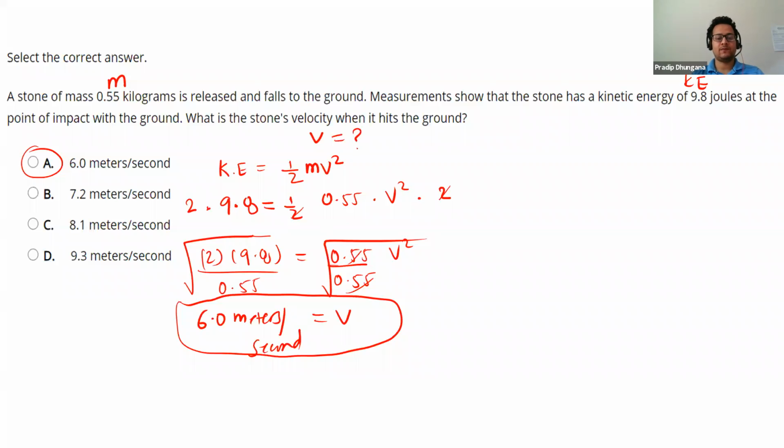So we used the formula for kinetic energy, and kinetic energy and mass are given. Using that information, we calculate velocity. I'll pause here for some time. If you have any questions, please let me know.